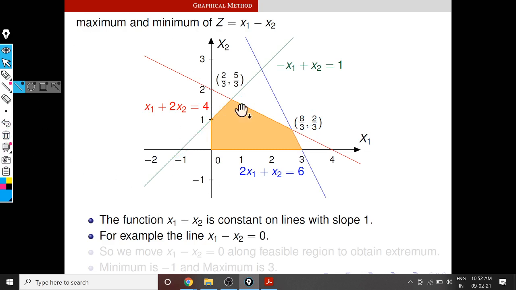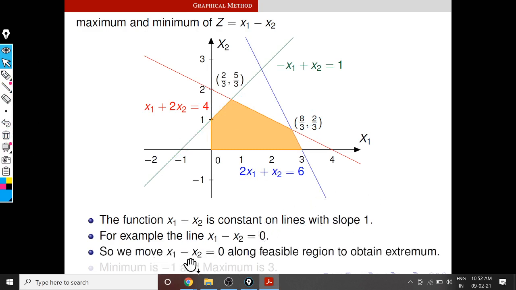So the function x1 - x2 is constant on the lines with slope 1. For example, we discussed this. So we move x1 - x2 = 0 along the feasible region to obtain the extremum. We will move this x1 - x2 = 0 parallel to this straight line.